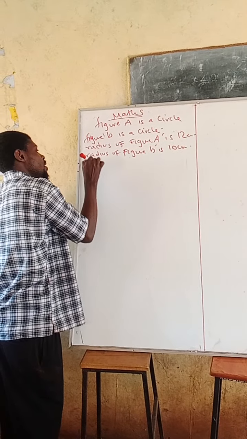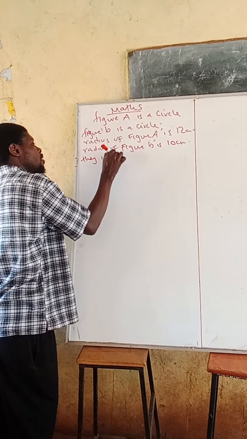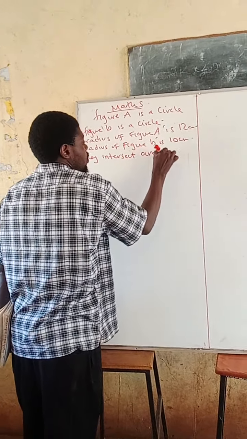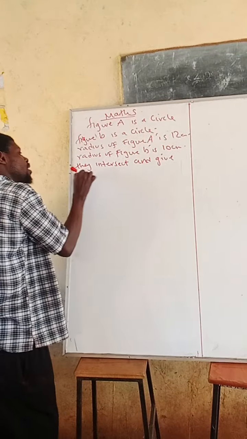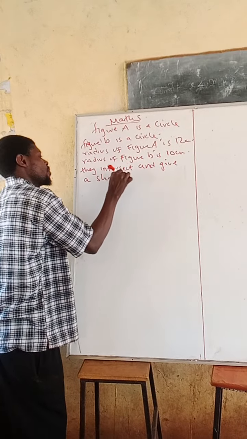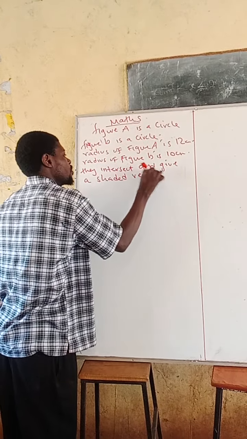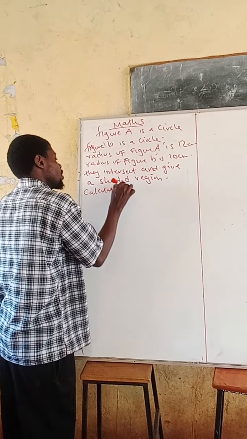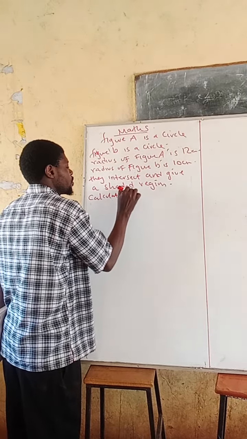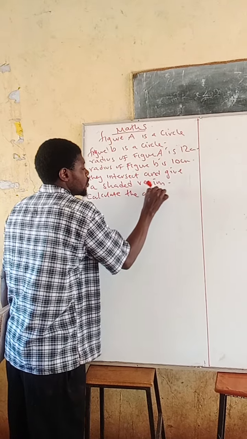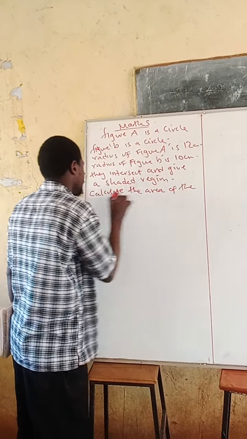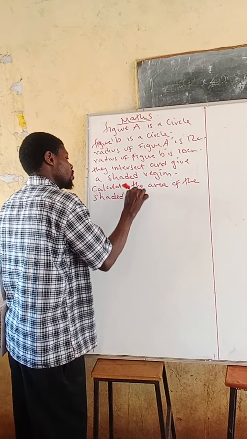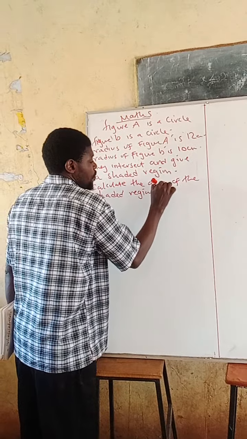They intersect and give a shaded region. Calculate the area of the shaded region. The figures are below.